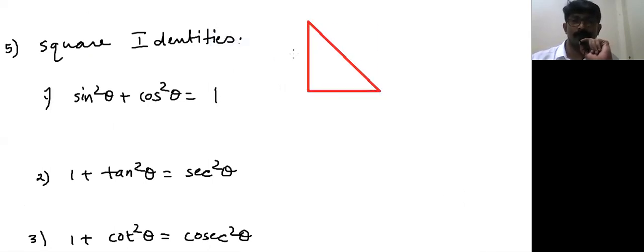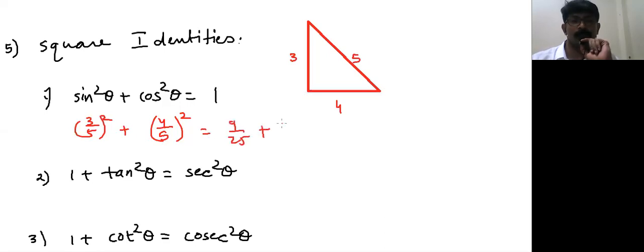Even if you do not understand, you can just take a recap quickly. 3, 4, 5. So what will be sine square theta? 3 upon 5 the whole square. What will be cos square theta? 4 upon 5 the whole square. And if we do this square, it will become 9 upon 25 plus 16 upon 25. Both the denominators are the same, so you can add directly, 25 upon 25, which turns out as 1. You understood, guys? How simple it is? Same way you can prove the second and third identities. Okay, I hope you all are getting this.